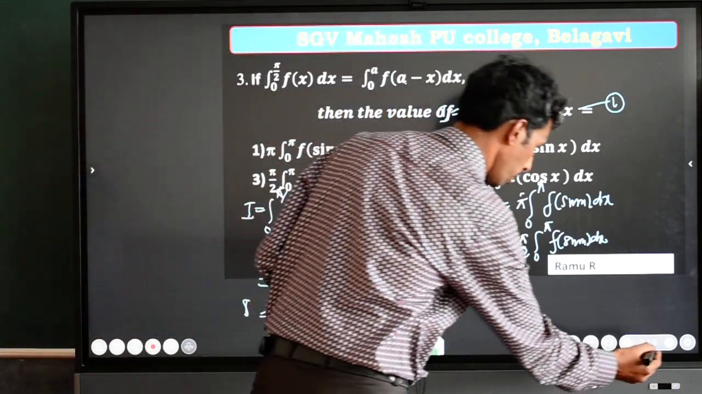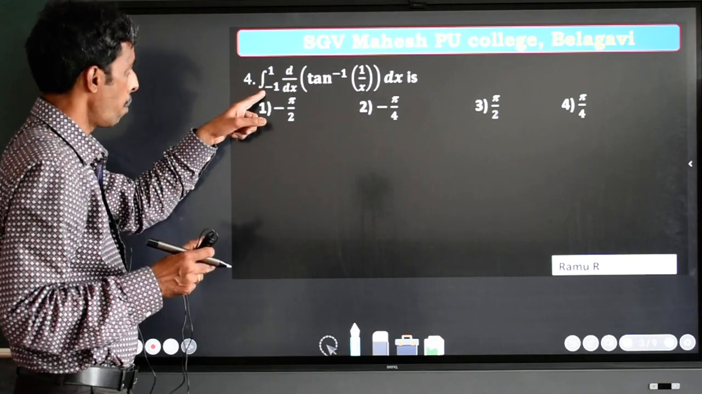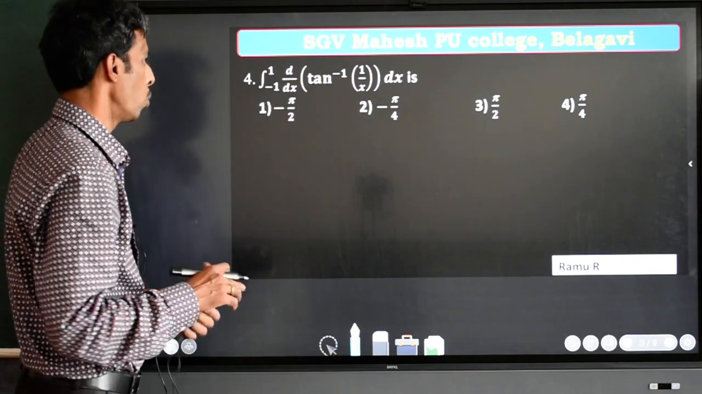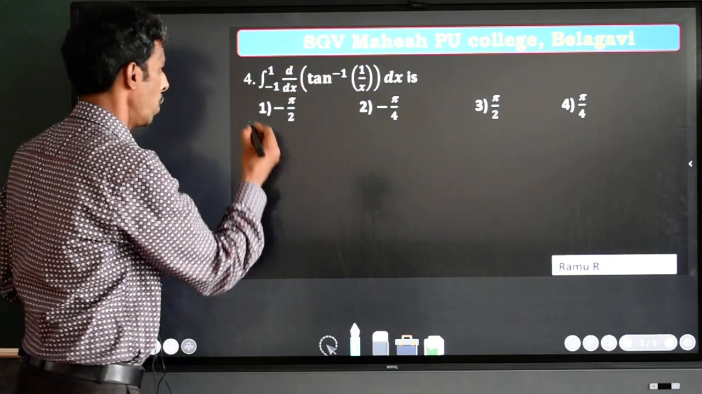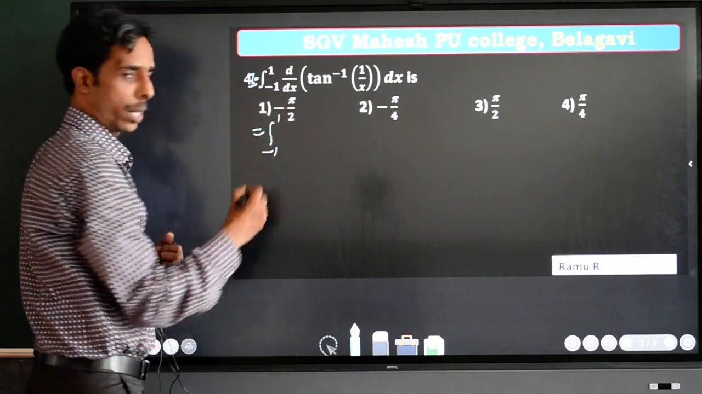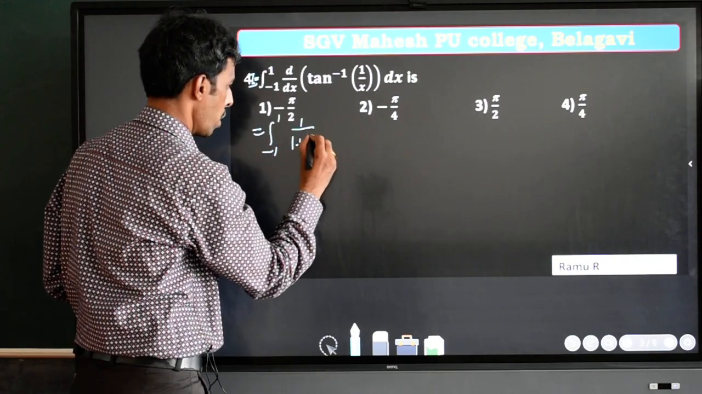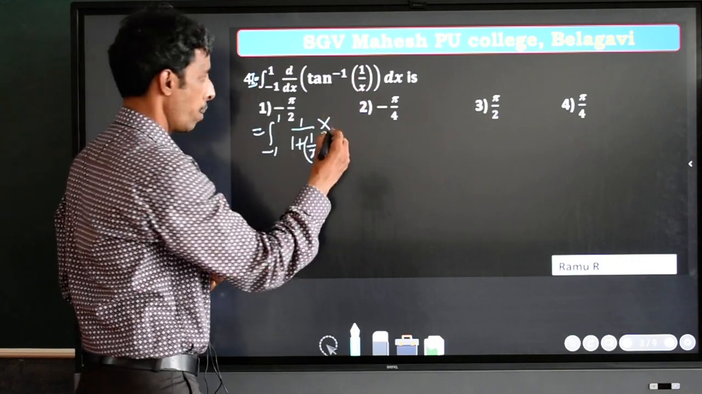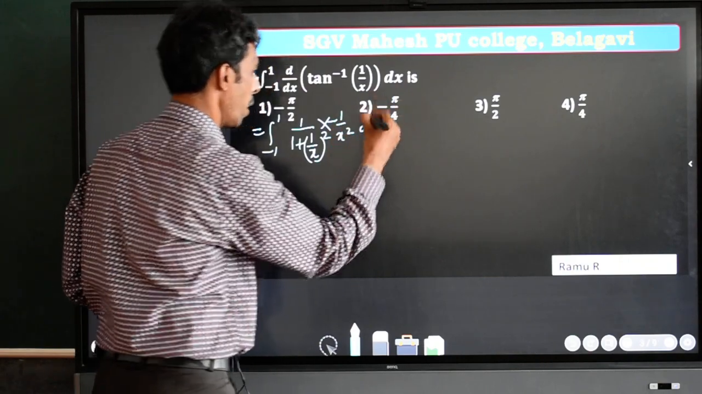Next, see, it is the integral from minus 1 to 1 of the differentiation of tan inverse of 1 divided by x dx. You do one thing, before integrating this term, first of all find out the differentiation of this term. See, you call this I. So I equals the integral from minus 1 to 1. Then the differentiation of tan inverse x will be 1 divided by 1 plus (1 divided by x) whole squared, into the differentiation of 1 by x, which is minus 1 divided by x square. Again this dx you write as it is.